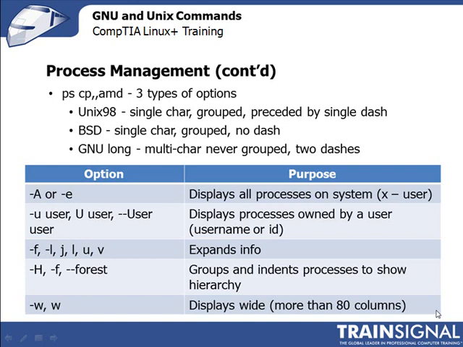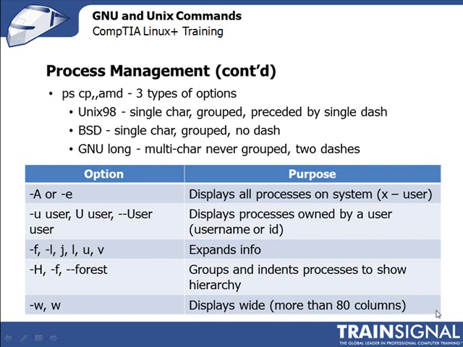The first is Unix 98, which uses a single character that can be grouped and is preceded by a single dash. BSD also uses a single character and can be grouped, but doesn't have a dash. And GNU long is multi-charactered, and it's never grouped and is preceded by 2 dashes.